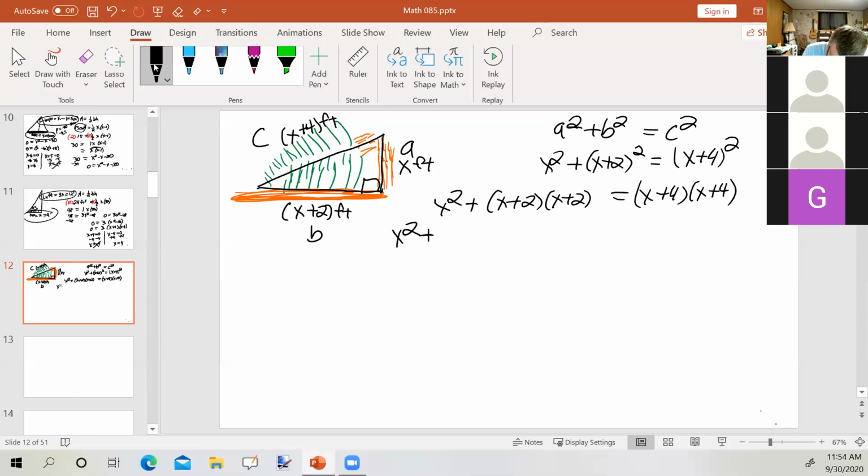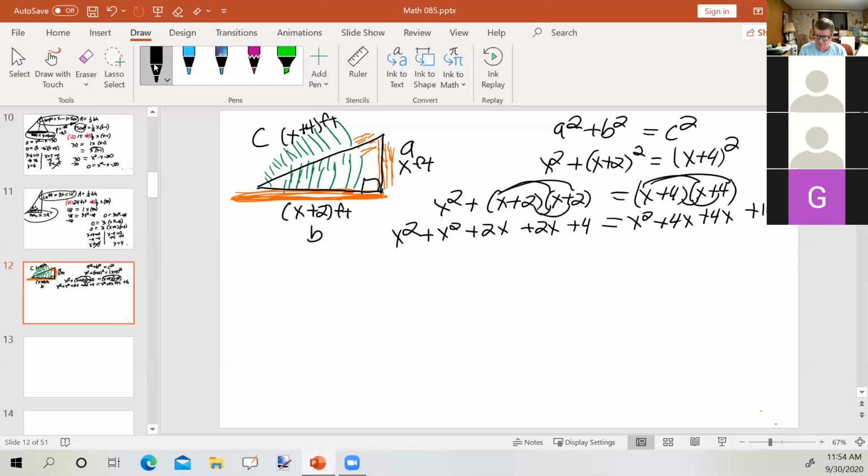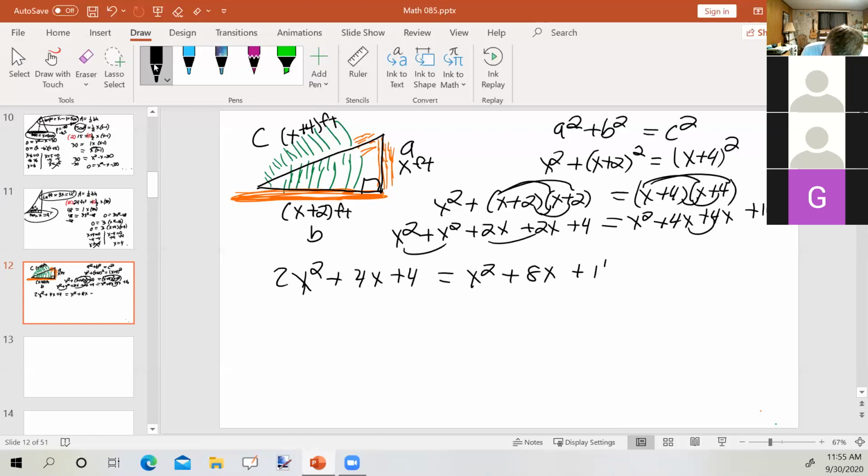So we get x squared plus x squared plus 2x plus 2x plus 4 equals x squared plus 4x plus 4x plus 16. Any questions? All right. Simplifying on the left side, combining like terms, I get 2x squared plus 4x plus 4 equals x squared plus 8x plus 16.